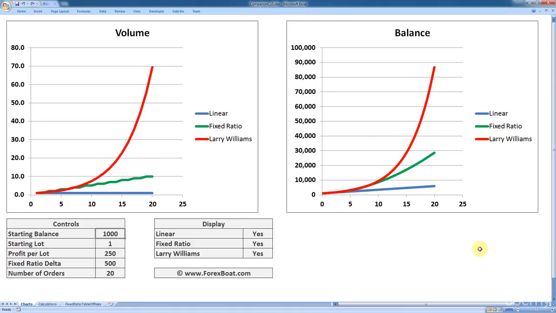So another interesting thing I wanted to show you is what happens when we change the starting balance. So let's say we leave everything else the same, but we change the starting balance to $2,000. As you recall previously, it didn't really affect the Ryan Jones and the linear method. It just shifted this chart up. But let's see what happens now.